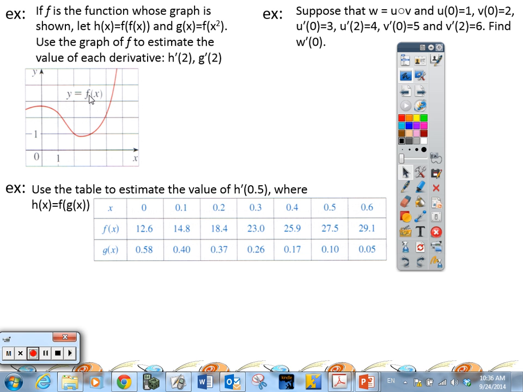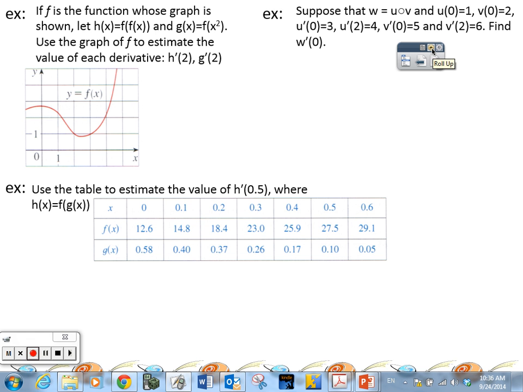We've got to use a graph or data points or a table to create the derivatives, but other than that, it's fairly straightforward. All right, so let's take a look at our first example. They tell us that f is the function whose graph is shown, and then they define h of x and g of x. So h of x is f of f of x, and g of x is f of x squared. So just a couple little different things going on. They want us to use the graph to estimate the value of the derivative of h at 2 and of g at 2. So that's our task.